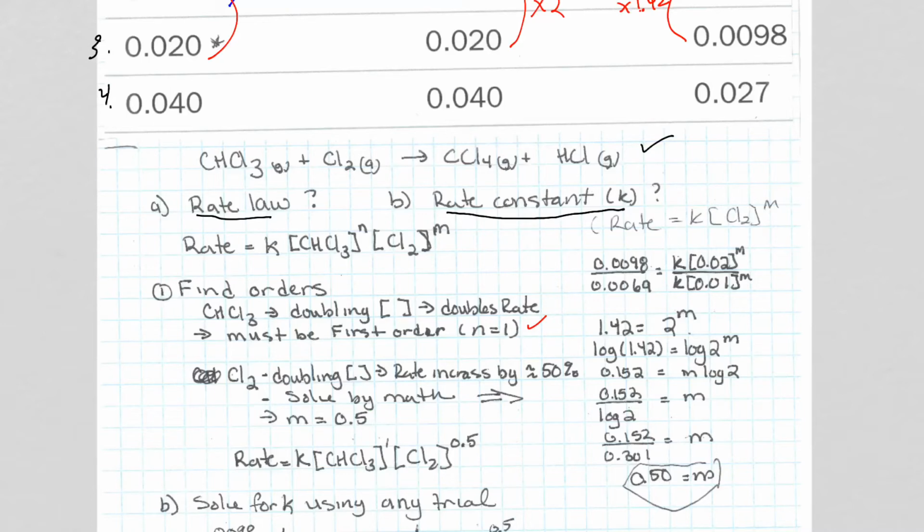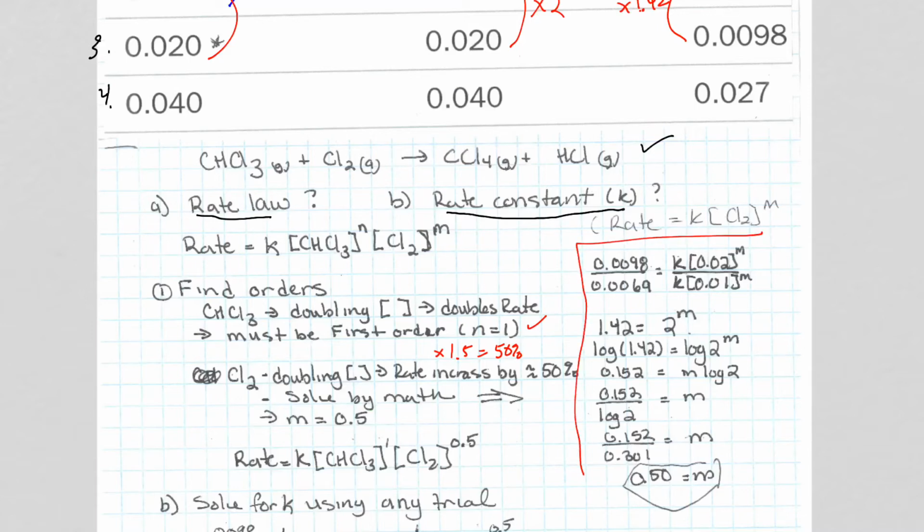Now, what we can say here is that with Cl2 doubling, the rate increased by about 50%, right? If it went up to 1.5, so if it was times 1.5, that would equal a 50% increase. So we can't really just come up with the order there exactly. So we're going to solve this by math, right? We could conclude that maybe the order is 0.5, because going up by 50%, that's what it would be. But we don't need to guess, we can do it mathematically. So I want to show you that mathematical process.